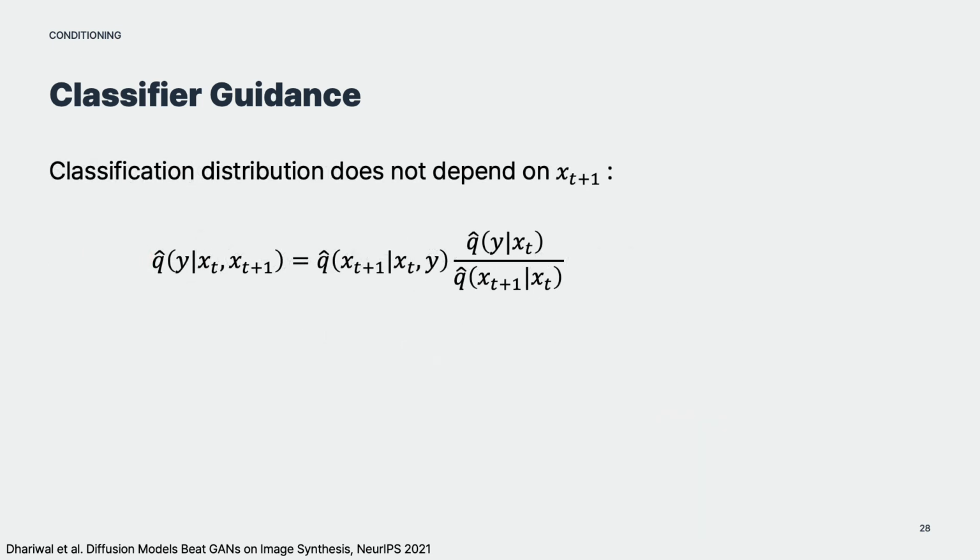Let me explain the second important property. Specifically, the classification distribution does not depend on xt plus 1. This starts from the application of the following Bayes rule. This can be simplified as follows by leveraging the property we examined earlier. By cancelling out common terms, it simplifies as follows.